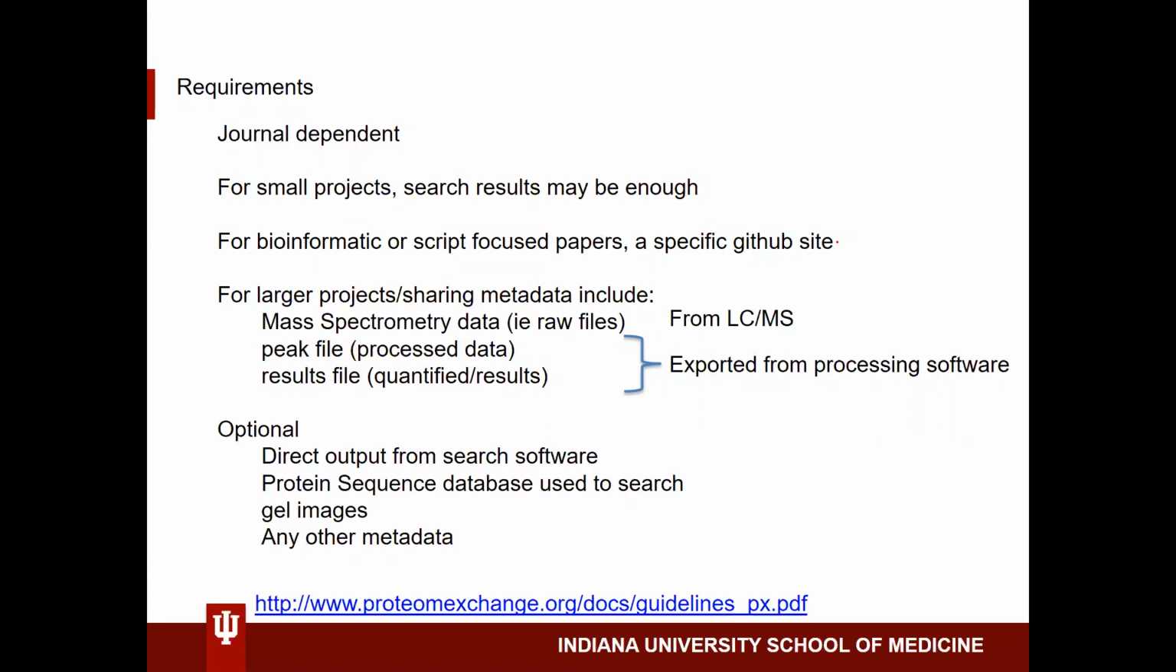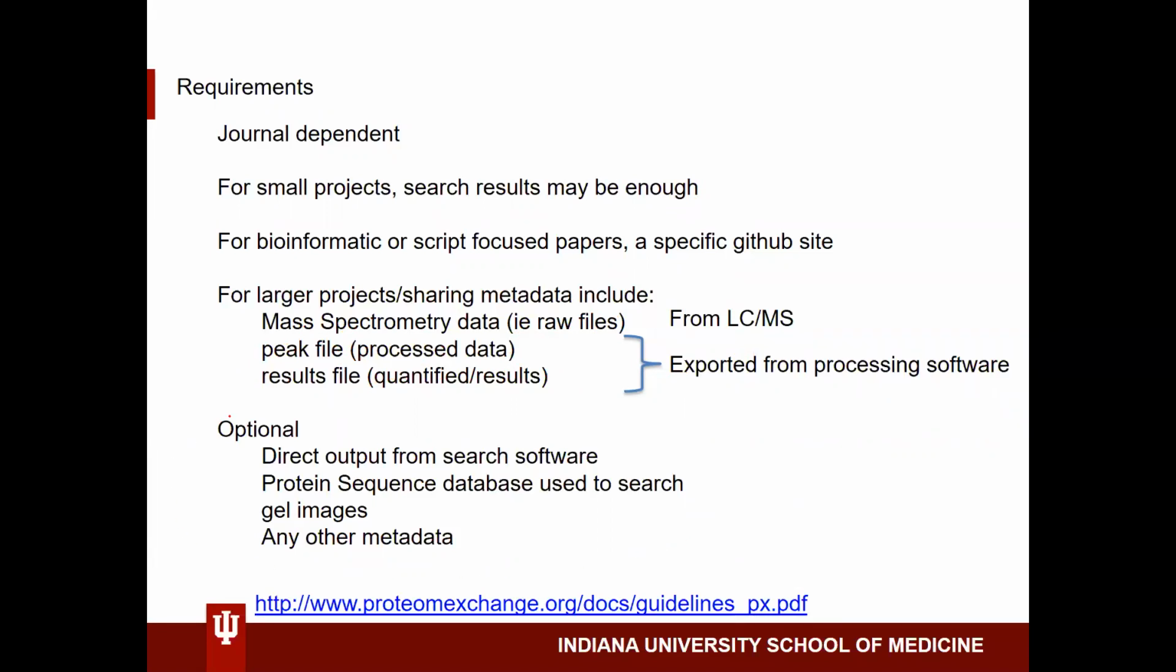And when you do this, you're going to need your raw files, but you're also going to need peak and results files. And these files are exported from whatever processing software. A peak file is processed data. So it's a raw file that's converted to a format that can then be searched with a database. And then the results file is obviously the results of the database search and FDR calculations. And you're going to need to check that your formats are correct for either the journal or for the Proteome Exchange upload.